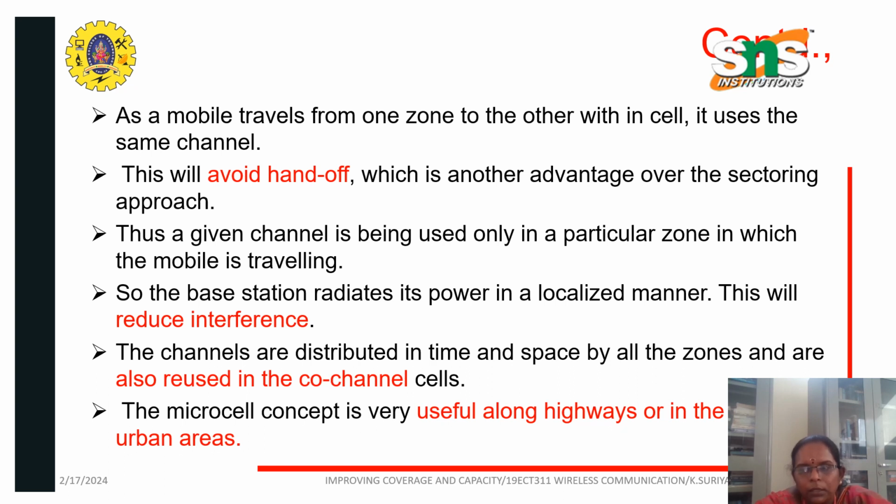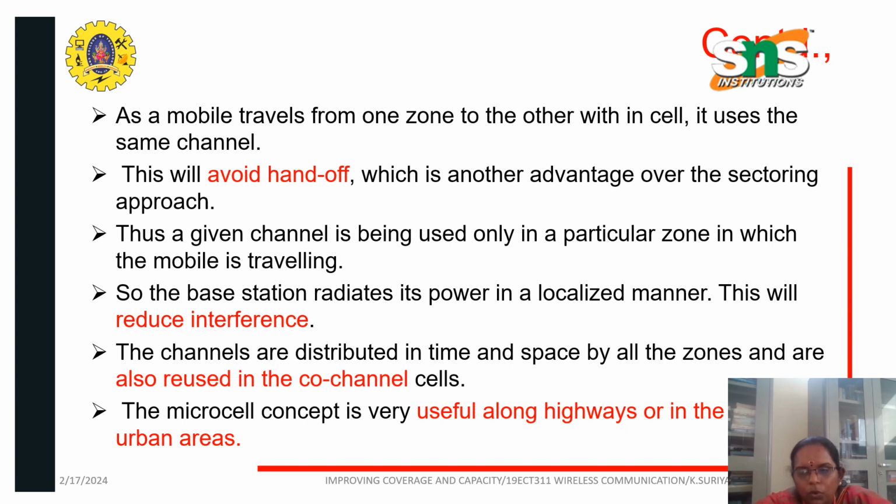As the mobile moves from one zone to another zone, handoff is avoided, which is a very great advantage here. Thus a given channel is being used only in the particular zone in which the mobile is traveling. Since the base station radiates its power in a localized manner, it will greatly reduce the interference, and channels are distributed in time and space by all the zones and are also reused in the co-channel cells.